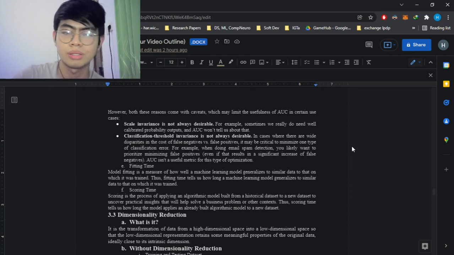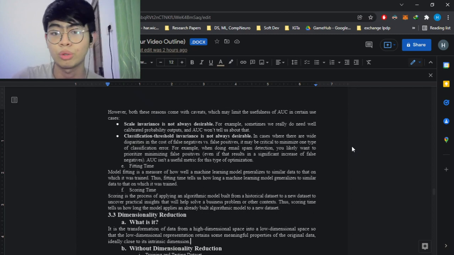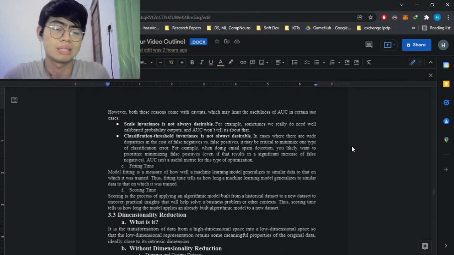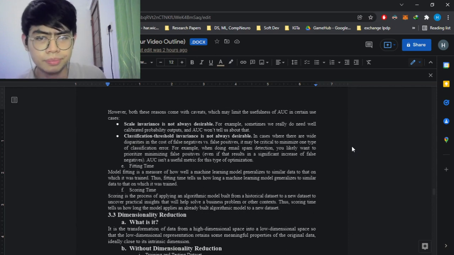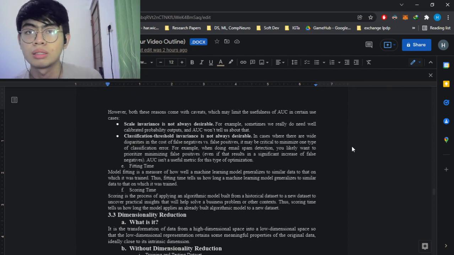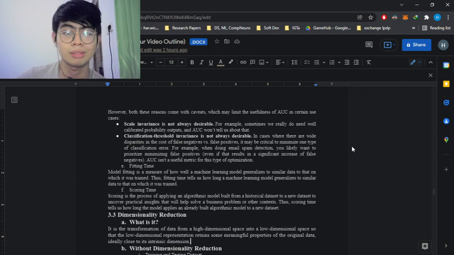Help a business, help solve a business problem, or other possible contexts. It's just like in business settings, right? For example, I've done COVID-19 pandemic stuff as well. So yeah, essentially, fitting time and scoring time are just the time it takes for us to do model fitting with that particular model, right? And scoring time as well, to do model scoring with that specific model. Okay, so why does it matter?